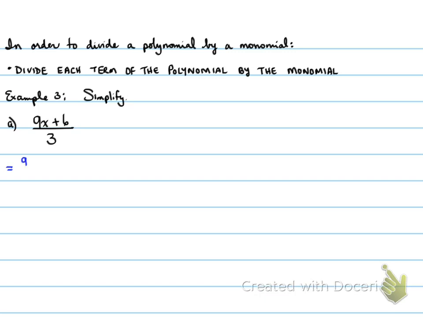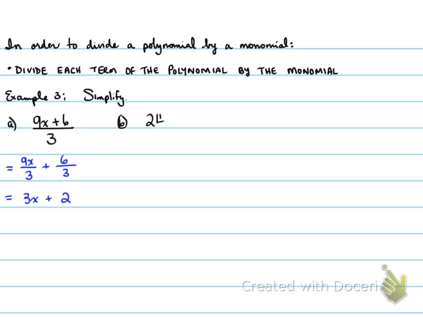So, 9x plus 6 turns out to be 9x divided by 3 plus 6 divided by 3. So you divide each piece. Once you do that, you simplify it to give you 3x for the first part plus 6 divided by 3, which is 2. 3x plus 2.